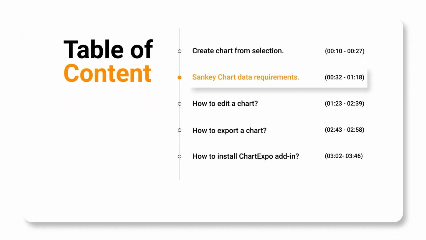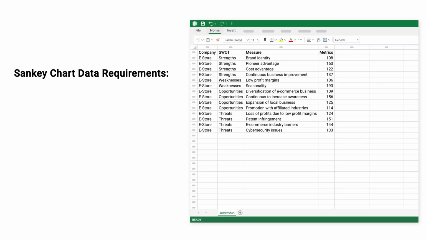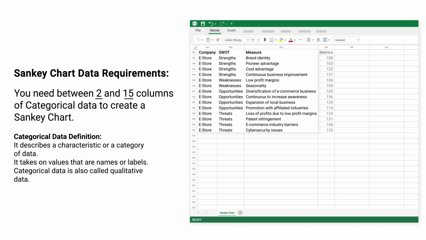Sankey Chart data requirements. You need between 2 and 15 columns of categorical data to create a Sankey chart. Categorical data definition: it describes a characteristic or a category of data. It takes on values that are names or labels. Categorical data is also called qualitative data.